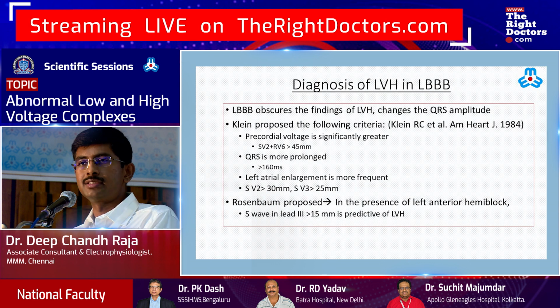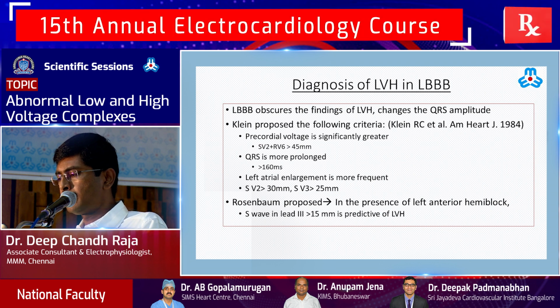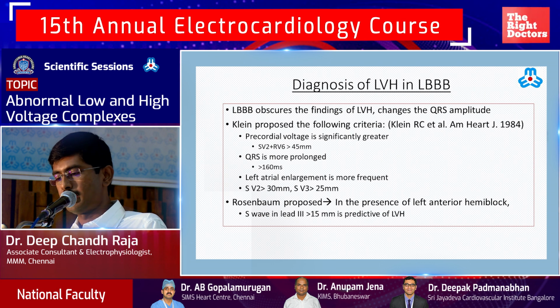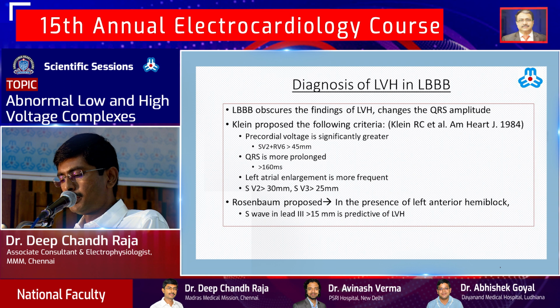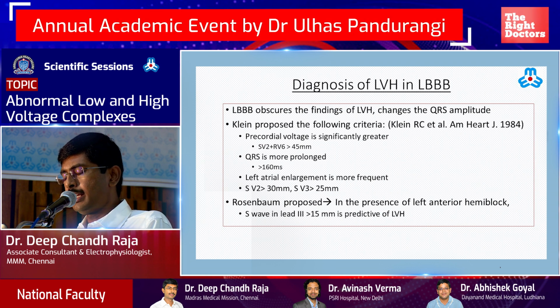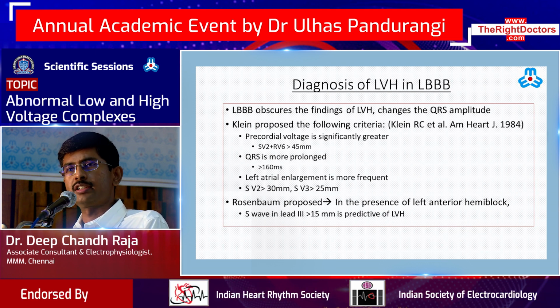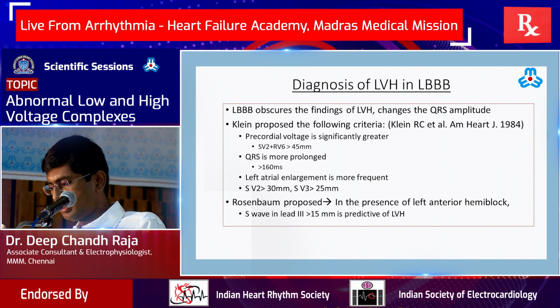So I just skipped a few more pathologies of left ventricular hypertrophy because we have dwelled on that. In presence of a left bundle branch block, again the diagnosis of left ventricular hypertrophy changes. Your criteria changes. So in the presence of left bundle branch block use these criteria. The voltage criteria changes. Rather than the 35 mm, here it is 45 mm.